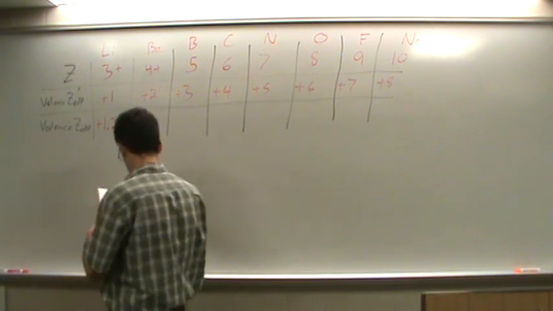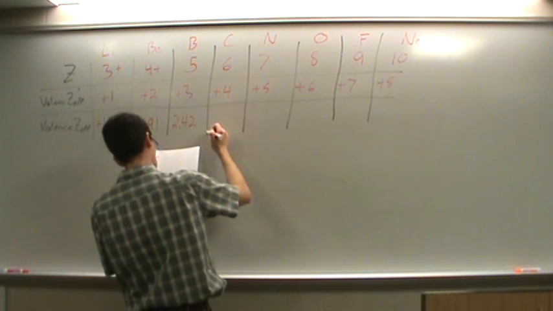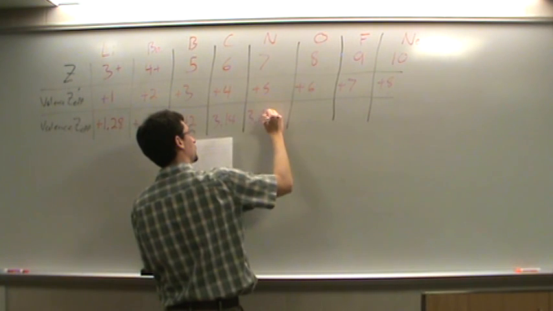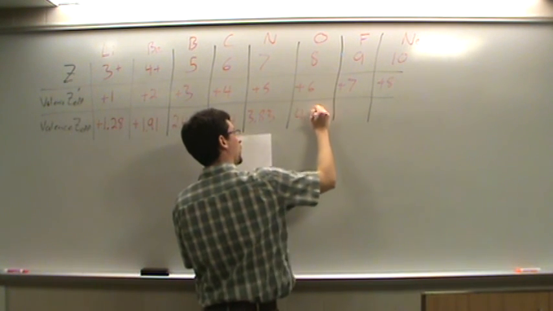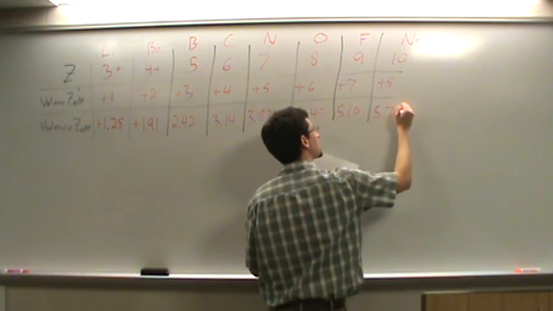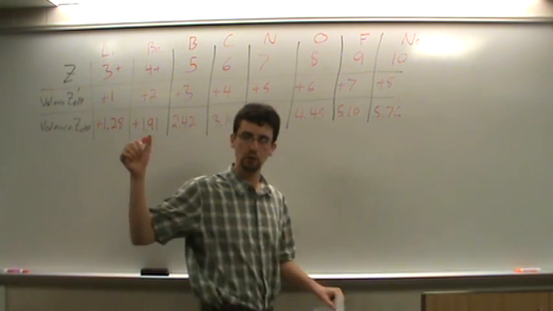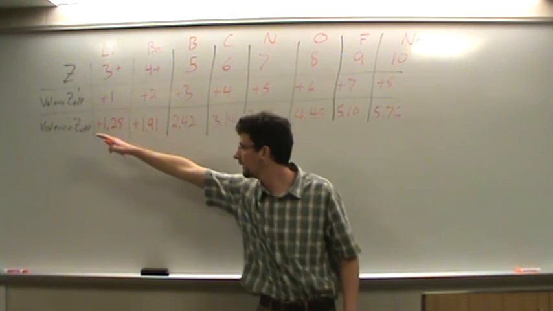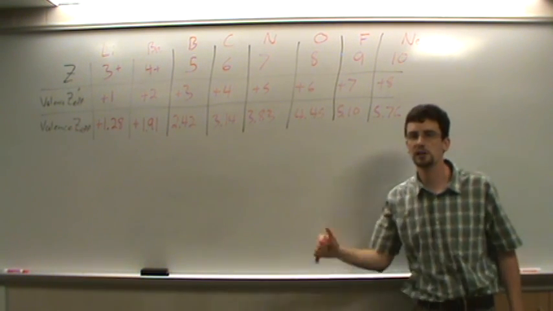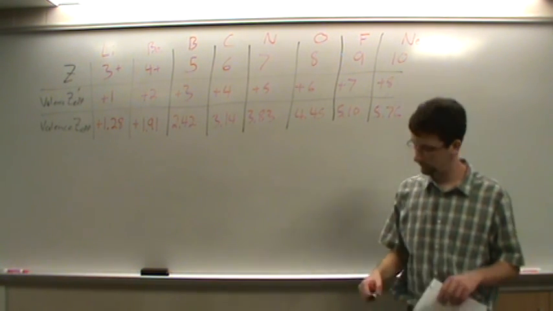And now, if we look at the actual values: 0.242, 3.14, 3.83, 4.45, 5.10, 5.76. What we can see is that as we move from left to right, our Z effective, our effective nuclear charge, is going to increase. What about as we go down the periodic table?